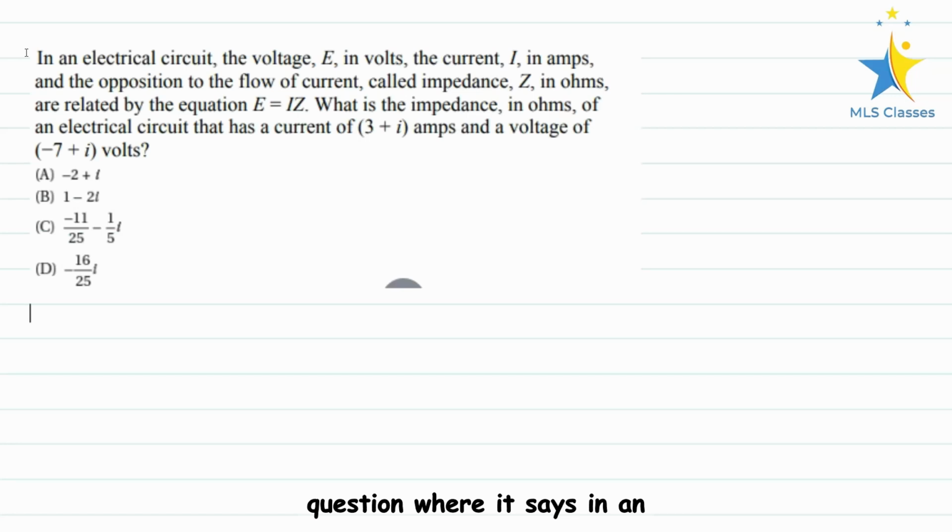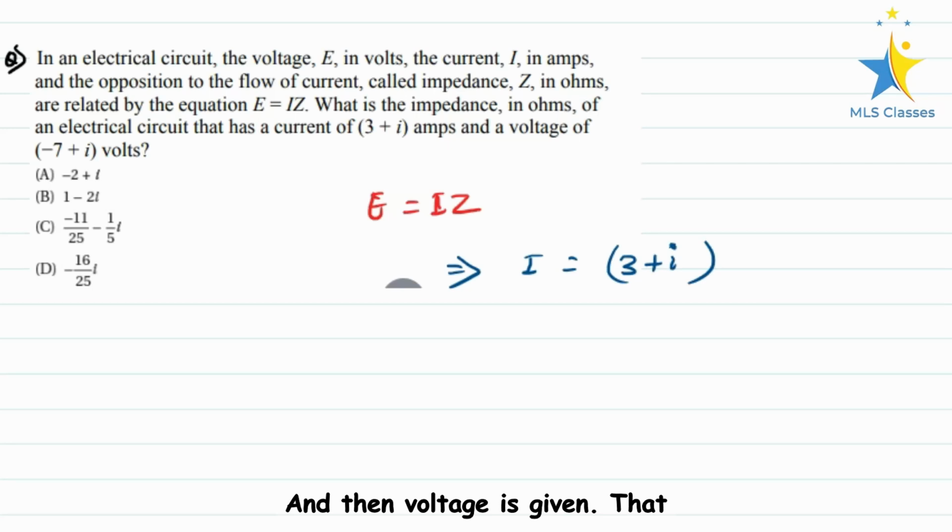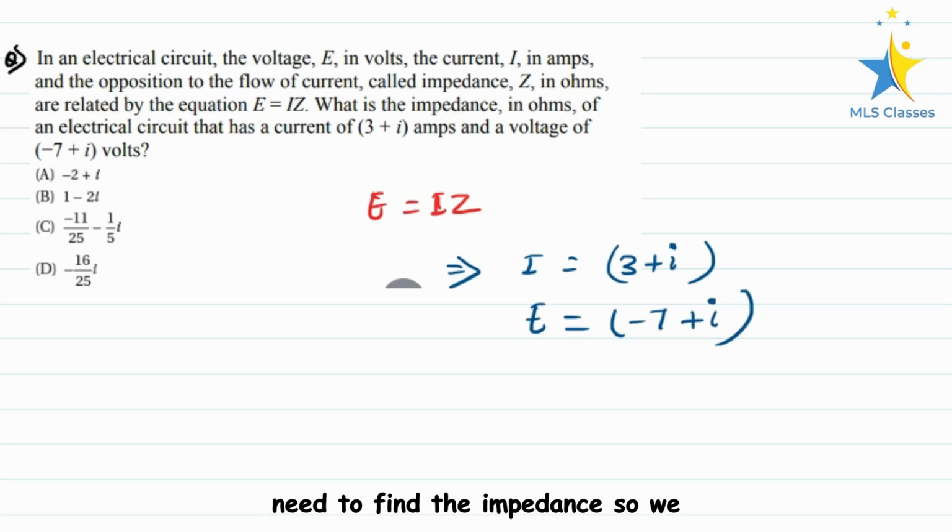Suppose this is the question: in an electrical circuit the voltage E in volts, the current I in amperes, and the opposition to the flow of current called impedance Z in ohms are related by the equation E equals IZ. What is the impedance in ohms of an electrical circuit that has a current of 3 plus i amperes and a voltage of negative 7 plus i volts? As we know that E is equal to IZ, see what is given: current is given, that means I is 3 plus i, and voltage E is given, that is negative 7 plus i, and we need to find the impedance.